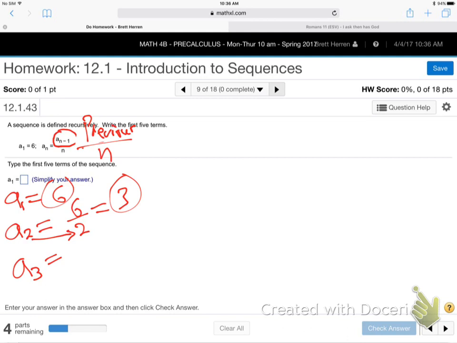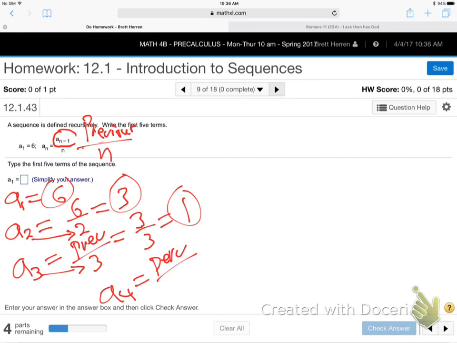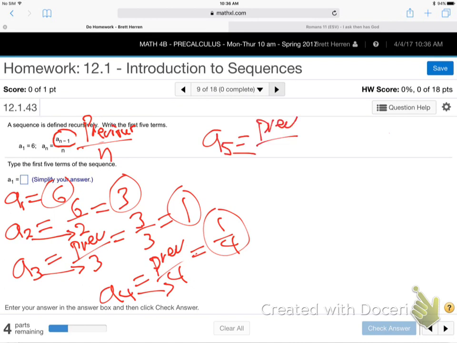Doing okay? So a sub 3 is the previous term, so previous over 3. So it'd be 3 over 3, which is 1. Good so far. A sub 4 is previous over the number you're on, 4. That'd be 1/4. Good. And then a sub 5 again is previous over the number you're on, 5. So that'd be 1/4 over 5.